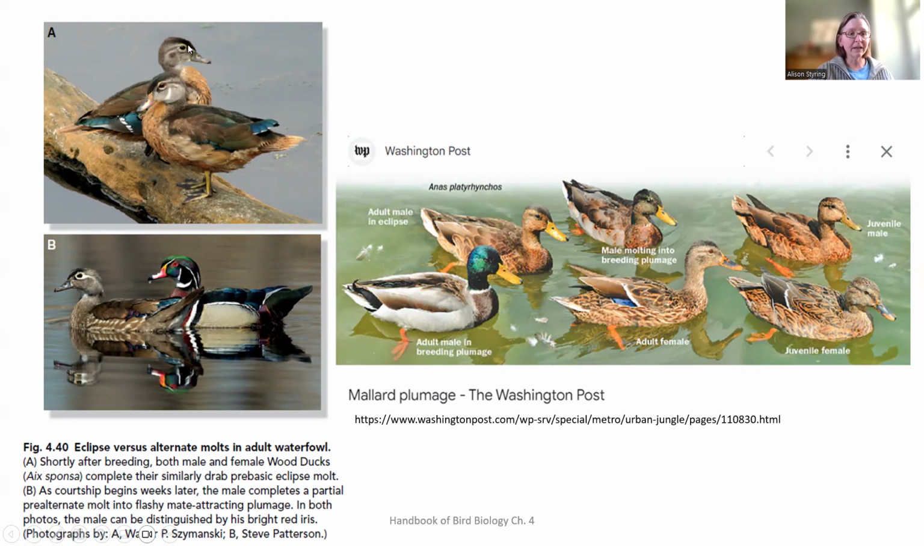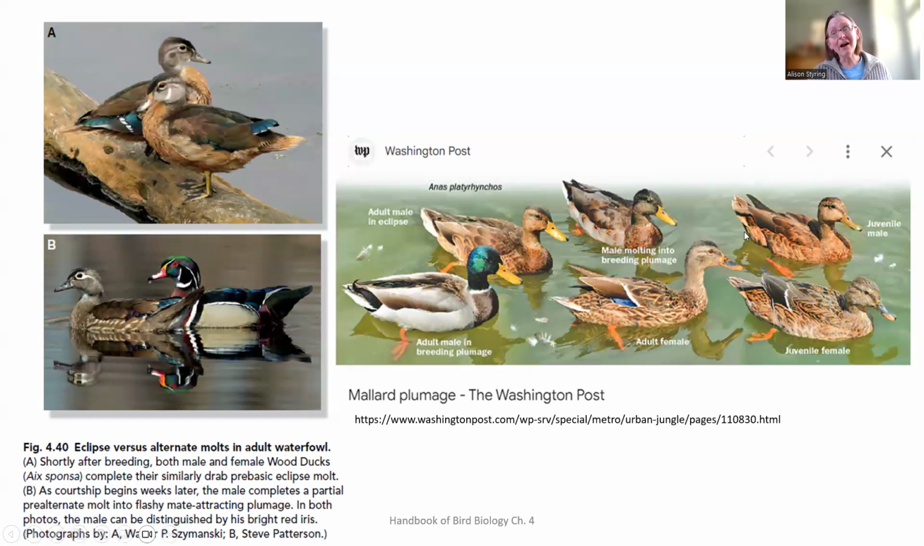And then the female, you'd say, oh, well, this is a more drab plumage, but actually there's a lot of patterning here. There's some face patterning and some patterning of dark and white on the body. And the female loses that coloration as well during the molting time in the eclipse plumage.